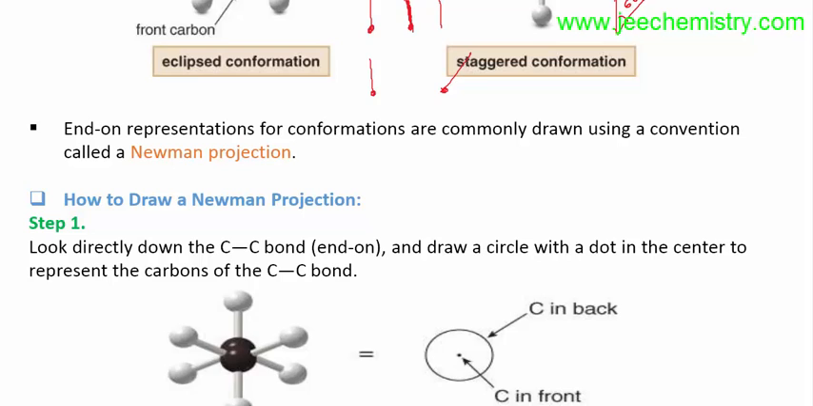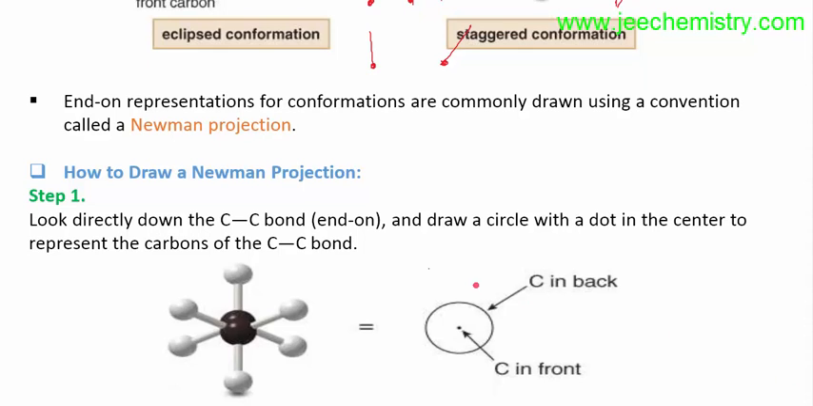Now there is a special type of projection used to represent conformational isomerism. Most of the time, we use a special type of projection, the Newman projection. Especially, Newman projections are most commonly used to represent conformational isomerism.